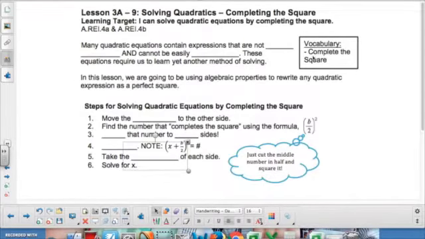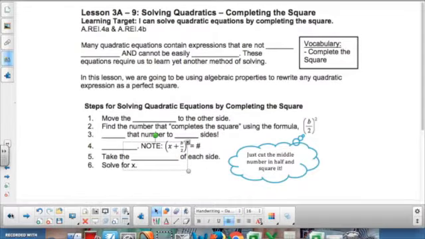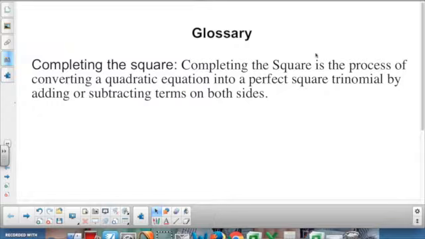And we're going to go ahead and define that before I start talking about your notes. Okay, so go to your glossary real quick. Completing the square is the process of converting a quadratic equation into a perfect square trinomial. So think back to the lesson where we talked about what perfect square trinomials were and how we factored them. And we do this by adding or subtracting terms on both sides. So pause for a second, get that copied into your glossary, and then we'll jump into some notes.